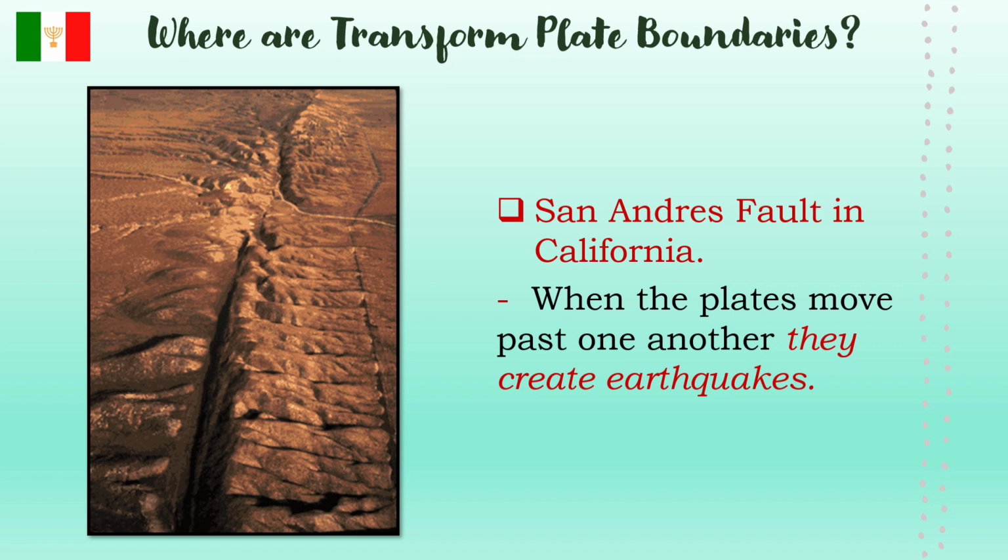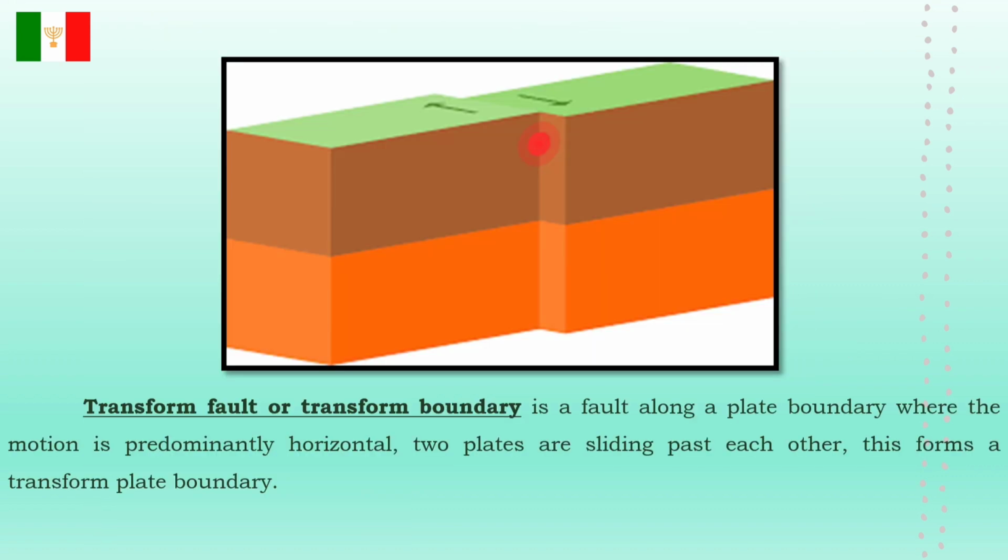This is the picture of San Andreas Fault. Always remember that when the plates move past one another, they create earthquakes. So, transform boundary is a fault along a plate boundary where the motion is predominantly horizontal. Two plates are sliding past each other. This forms a transform plate boundary.